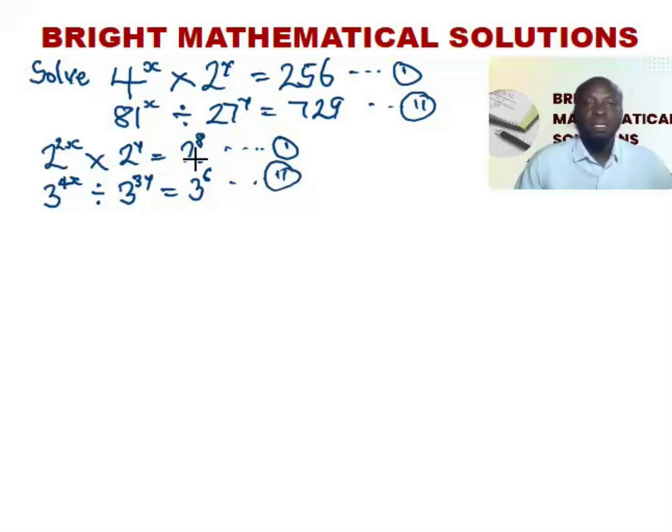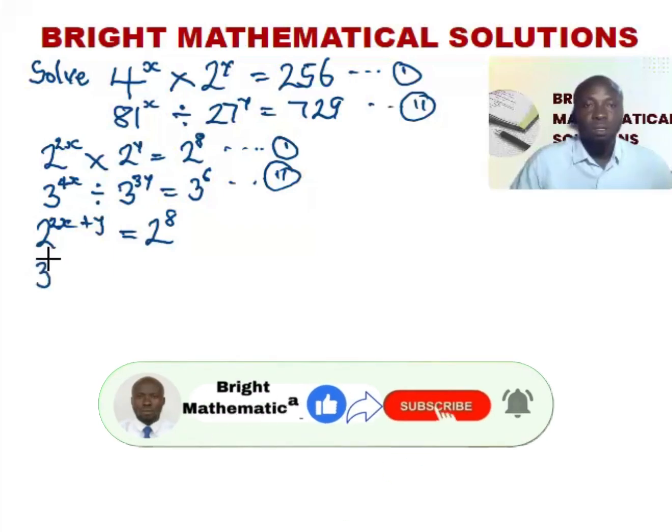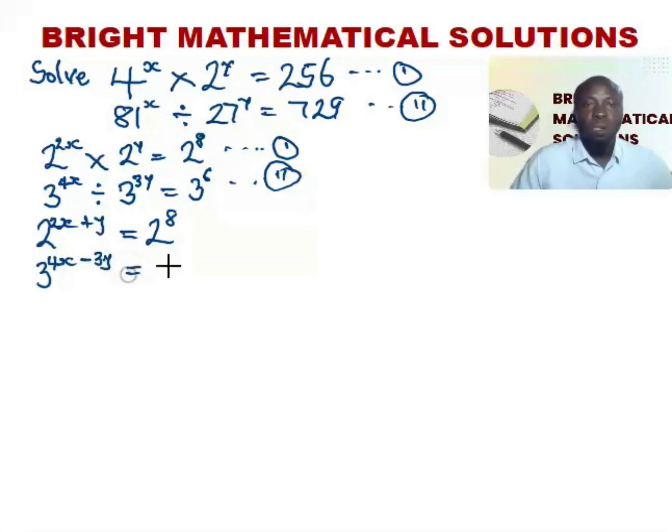Now the bases are the same, so the division of this gives us this, the multiplication of this gives us this. But before we go to that, let us combine them using our laws of indices. We have 2 raised to the power of 2x plus y equals 2 raised to the power 8. And this becomes 3 raised to the power of 4x minus 3y equals 3 raised to the power of 6. So this equals this and this equals this. Then we can say, since the bases are the same, the powers are also the same.